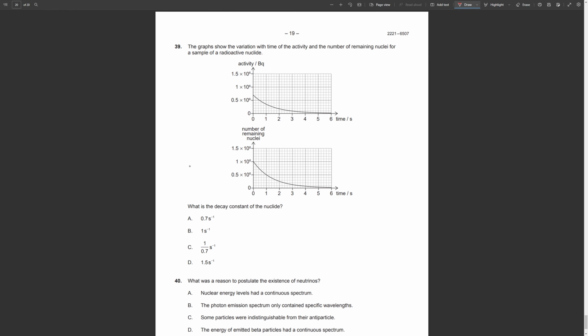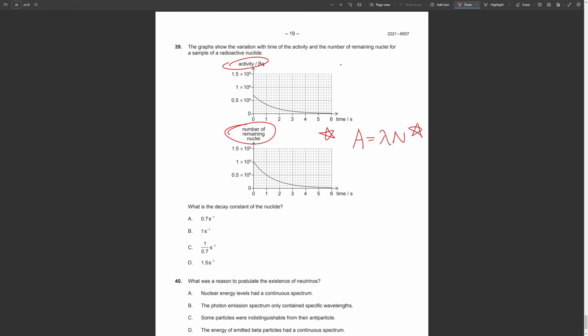Question 39. It is the radiation released by an unknown sample. There is an activity graph and a number of remaining nuclei graph provided. You can check the equation A equals lambda N. Note that this equation is not provided in your formula sheets. You can either memorize it or use the following hints to derive it.